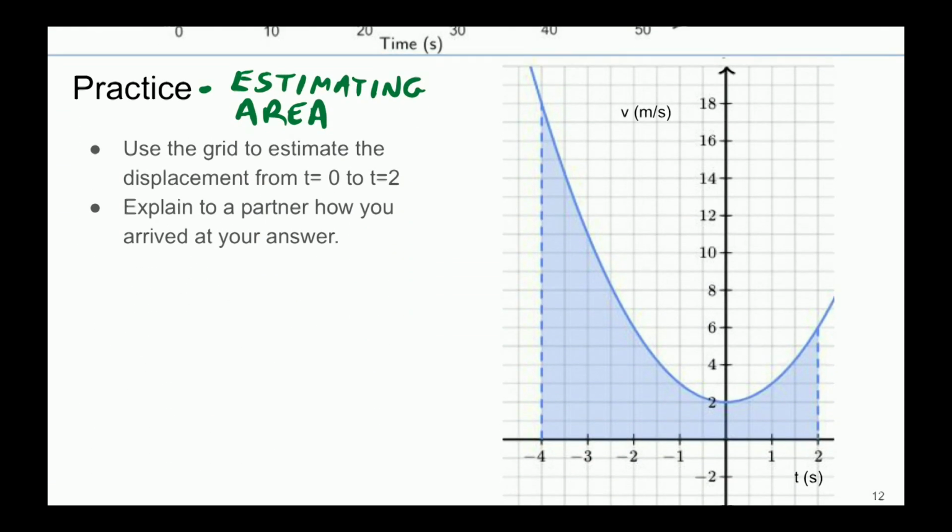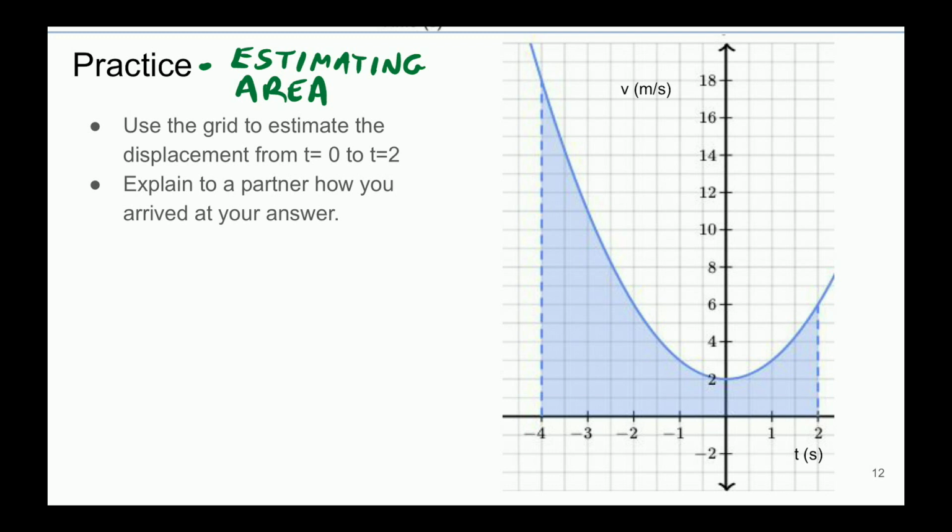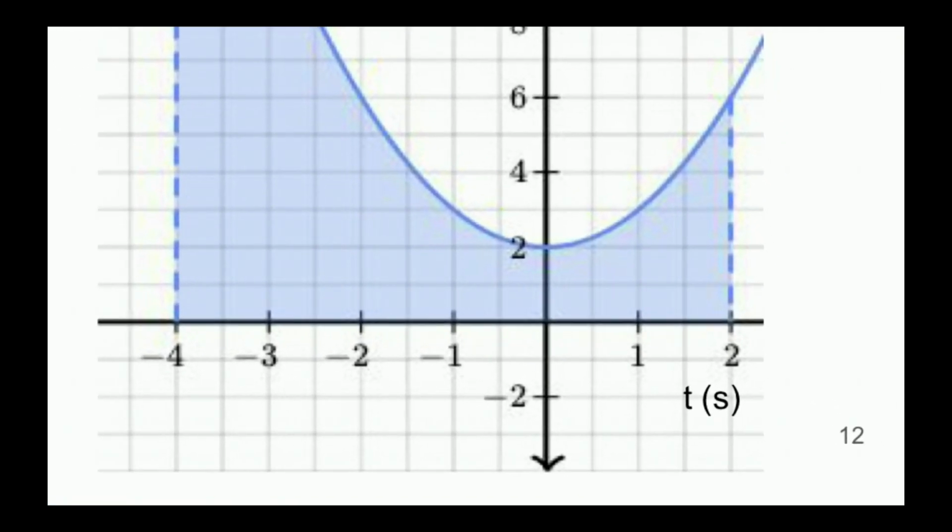Now, for the really interesting thing, how to estimate area in a graph. If you look at this graph that's provided, it's some arbitrary velocity versus time graph. And the question is, what was the displacement during this trip? Let's focus on just the time between 0 and 2. We're going to focus on that time duration, and we're going to try to estimate the area under this curve. Now, it's a weird shape.